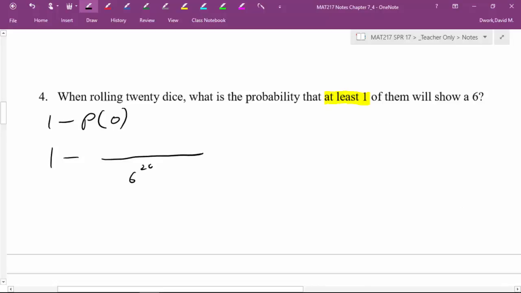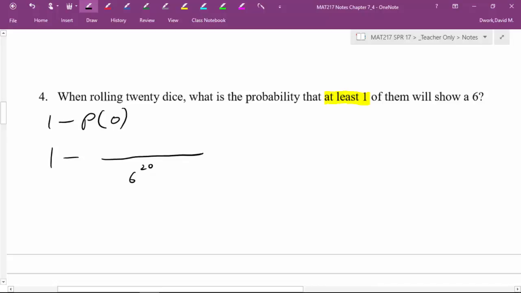And again, dice always have 6 choices, so therefore I'm going to do 6 to the 20th, right? 6 because decision 1, decision 2, decision 3, decision 4, all the different decisions I have to make when choosing my 20 different dice. First die I have 6 choices, second die I have 6 choices, third die I have 6 choices, and so forth. So the multiplication principle says it's 6 to the 20th.